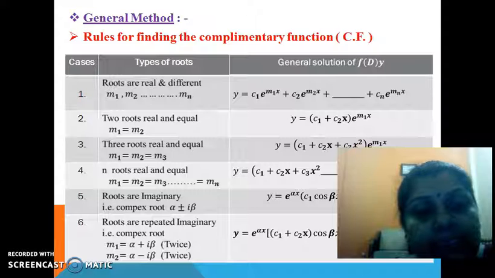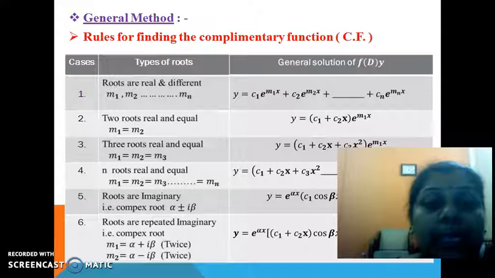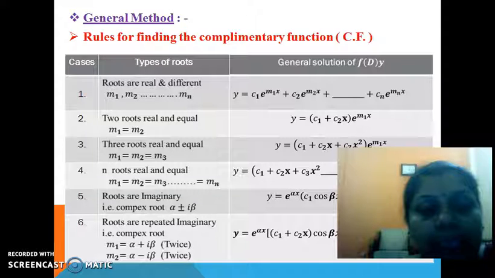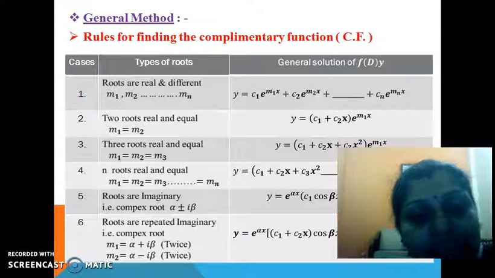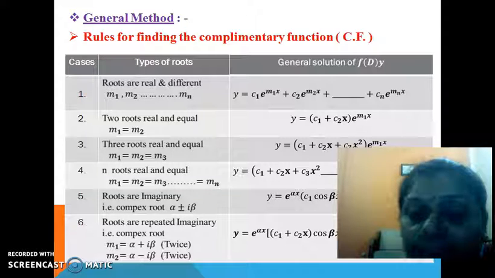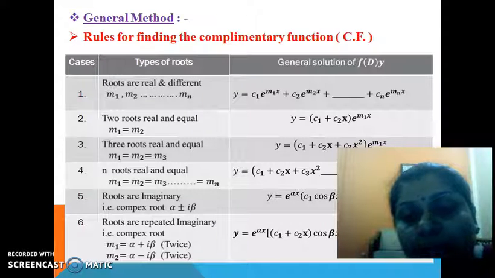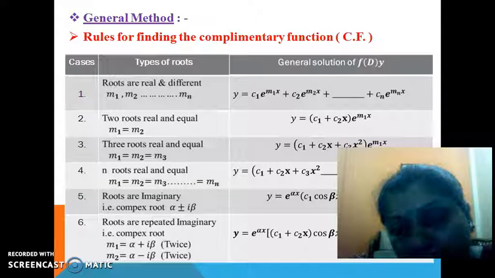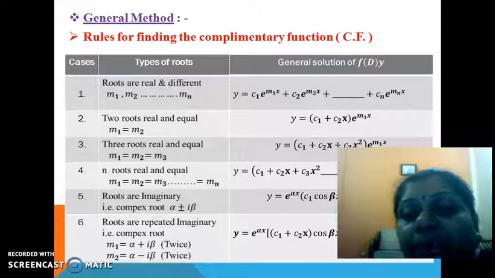Next case: we discuss when roots are repeated imaginary. Suppose we consider m1 = alpha + i beta and m2 = alpha - i beta, repeated twice. Then the general solution of f(D) y can be represented by y = e^(alpha x) [(c1 + c2 x) cos beta x + (c3 + c4 x) sin beta x].